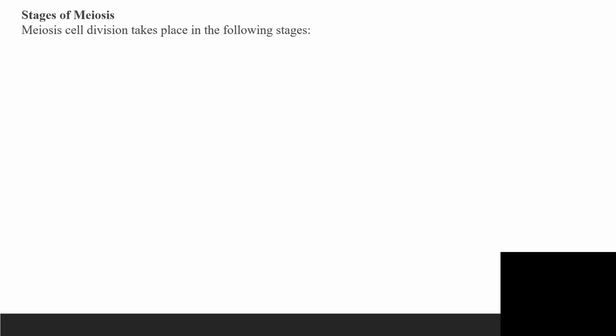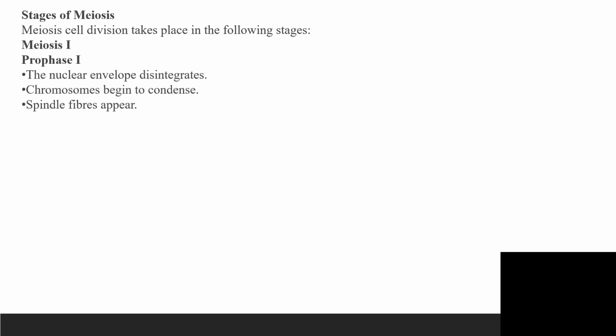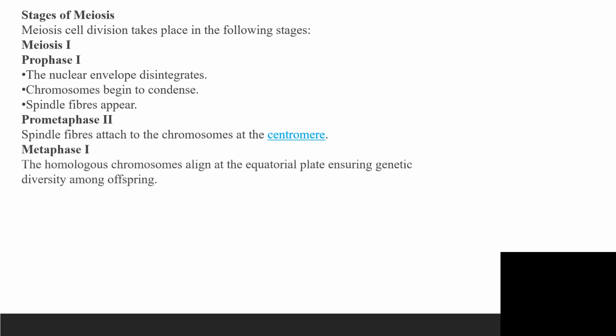Stages of meiosis. So meiosis cell division takes place in the following stages. There is meiosis 1 and meiosis 2. We are discussing meiosis 1 first. Meiosis 1, prophase 1, in which the nuclear envelope disintegrates, chromosomes begin to condense and spindle fibers appear. Prometaphase 1, in which the spindle fibers attach to the chromosomes at the centromere.